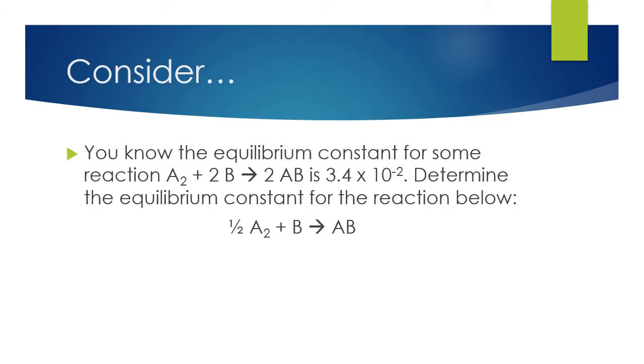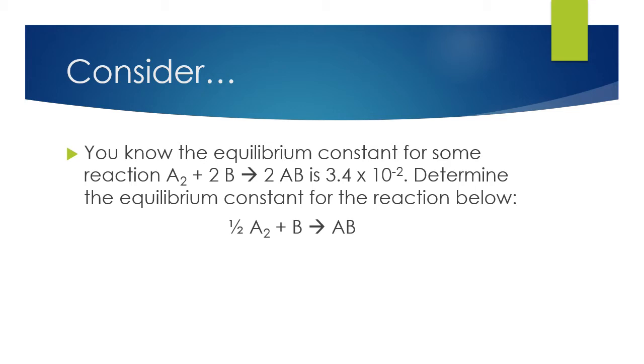So let us consider a reaction where we know the equilibrium constant. Let's say for some reaction A2 plus 2B yields 2AB, we know that the equilibrium constant is 3.4 times 10 to the negative 2. Determine the equilibrium constant for the reaction shown below, which is 1/2 A2 plus B yields AB. You'll notice this is the same reaction, but the coefficients have been cut in half. So they must be related to each other.